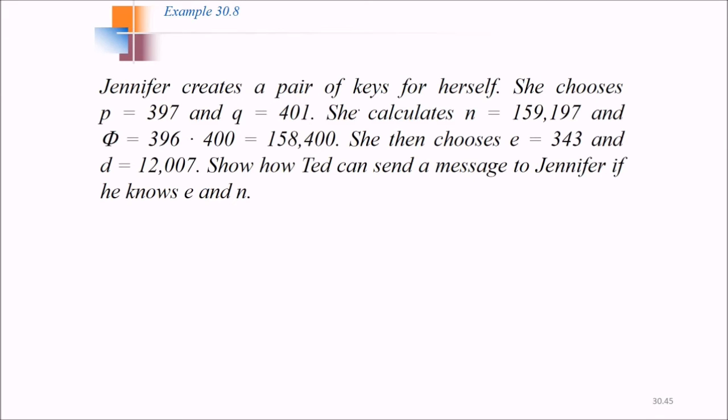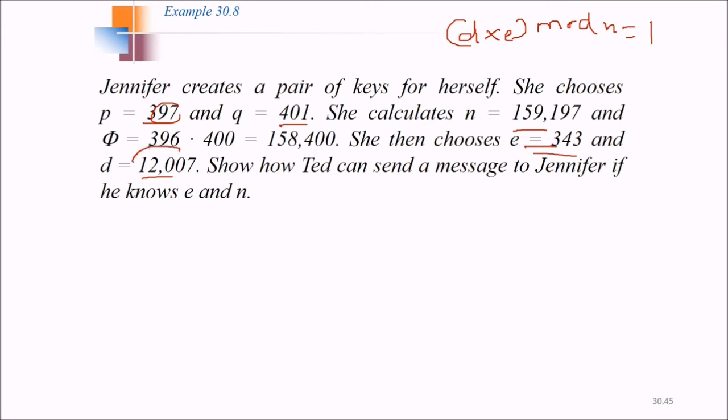Now Jennifer creates a pair of keys for herself. She chooses P and Q to be these numbers. She calculates N. You know how N can be calculated, just multiply these two. Phi is P minus 1 into Q minus 1, that is 158400. She chooses E to be 343. D should be 12007. And D and E should be chosen like this: D into E mod phi should be 1. So this is how D and E should be chosen.